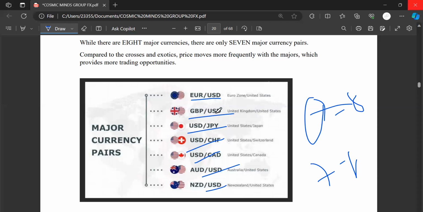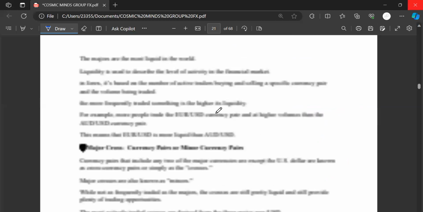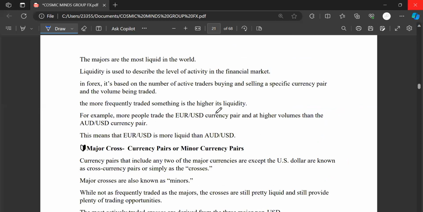So this is it. Now, I don't know if I still have to read about it. Don't worry. The majors are the most liquid in the world, right? Liquidity is used to describe the level of activity in the financial market. So we are talking about the level, how huge, how high. Now, in Forex, it's based on the number of active traders buying and selling a specific currency pair, and the volume being traded. The more frequently traded something is, the higher the liquidity. Right, so that is what it means.